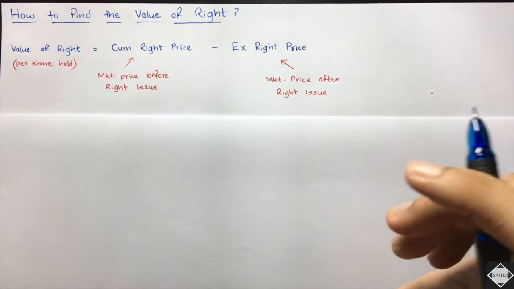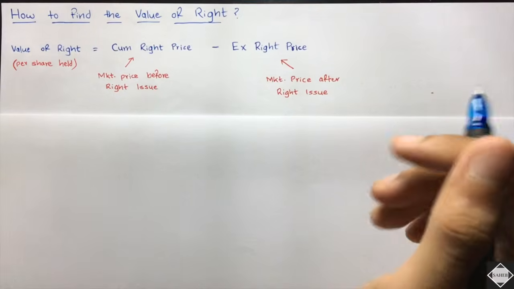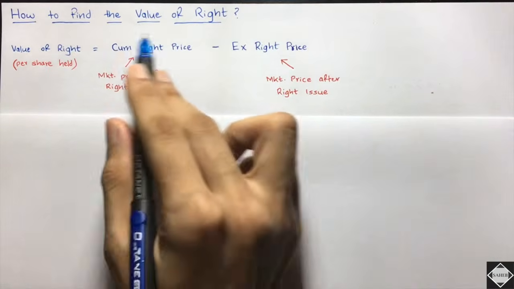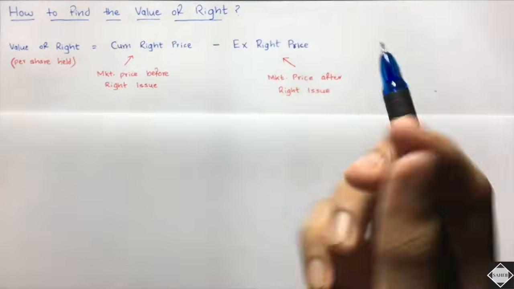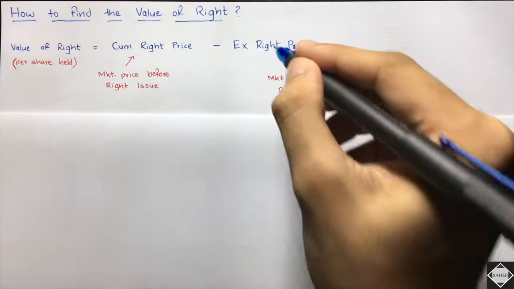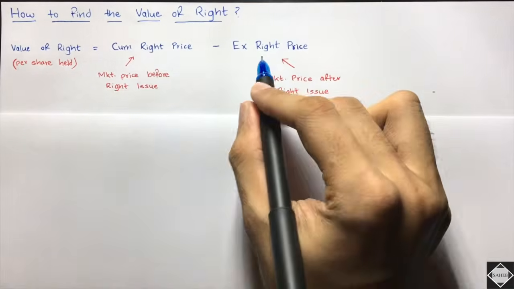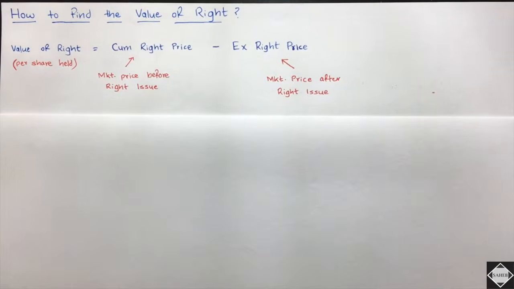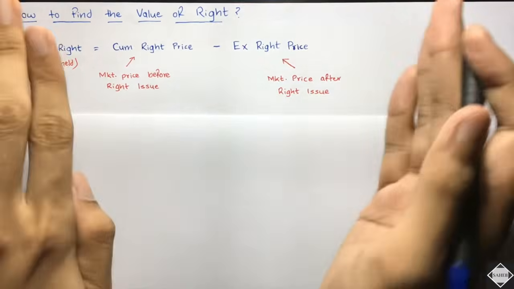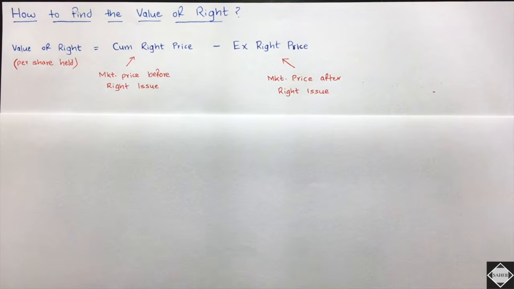So basically, what is the difference between before and after? In cum right price, the right benefit is there, and in ex right price, the right benefit is not there. It is excluding the right, and cum is inclusive of the right. But basically if you just want to understand, it is before and after, that's all it is.